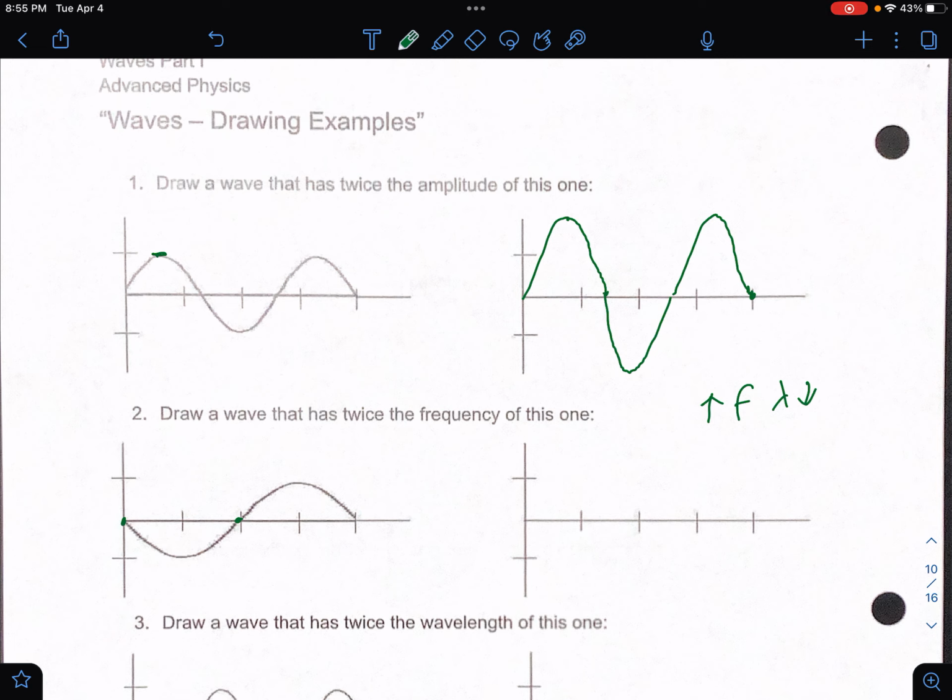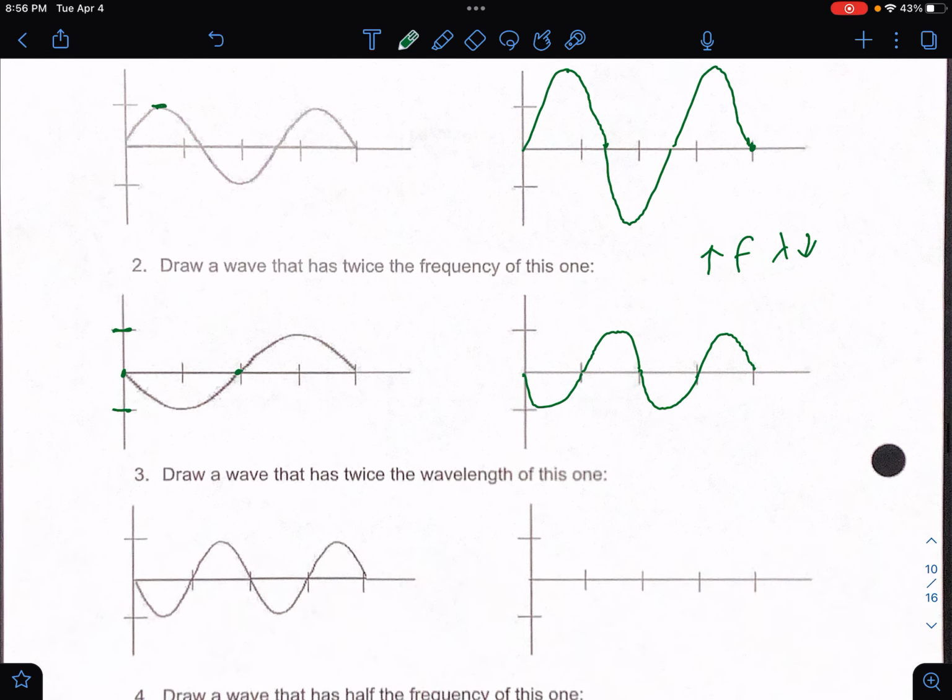Now, I'm not changing the height or anything. I'm not changing the amplitude, so I'm still not going to go past this little line right here or above this line right here. So what I'm going to do is I can have half a wave in one line. Then I can have the second half of the wave in the other line. So basically, this is what it looks like. When you want to double the frequency, your wavelength has to go down by half.